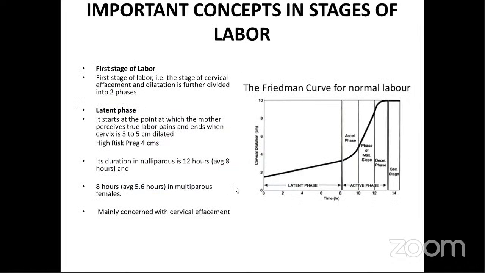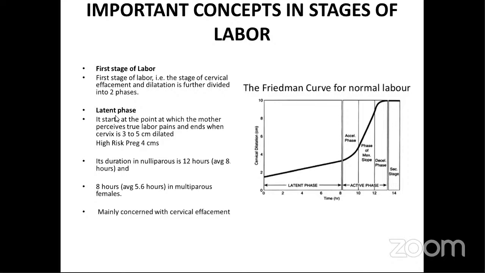Now, other things you have to remember as we discuss the different phases of labor: we now know that labor has the first stage, second stage, third stage, and fourth stage. The first stage of labor is the time from the onset of uterine contractions till the full dilatation of the cervix. This first stage of labor is further divided into two phases: the latent phase and the active phase.